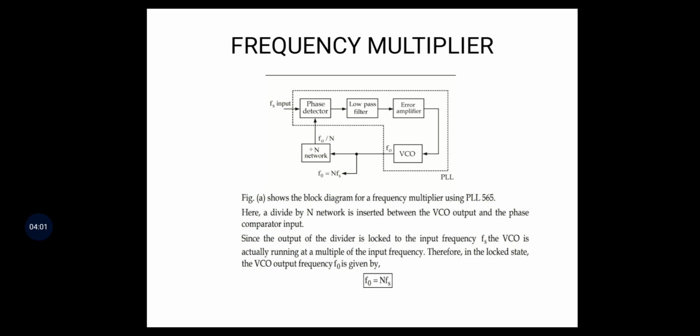If you take Fs as 100 Hz, then N equal to 1 gives 100 Hz, N equal to 2 gives 200 Hz, N equal to 3 gives 300 Hz. If you replace the divided by N network with another N number, then automatically the multiplication of frequency is changed. The F0 frequency depends on the divided by N network.